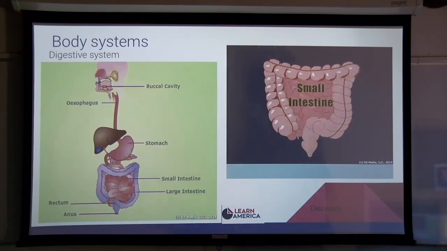So our first section we're going to start with, our first system, is the digestive system, which starts here in the mouth. From the mouth, food is then passed to the esophagus, to the stomach, from the stomach to the small intestine. It's in the small intestine where nutrients are absorbed into the blood. And then the large intestine is where water is absorbed into the blood. And waste products will leave the body through the rectum and the anus.